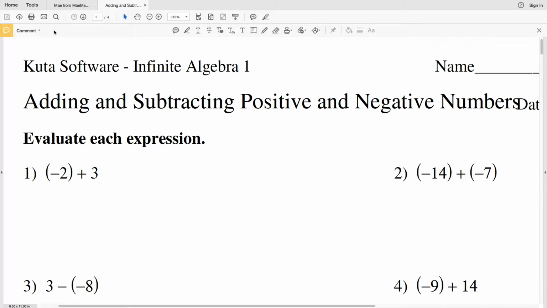In this video, we're going to start on the worksheet for adding and subtracting positive and negative numbers. If you go to the Kuta Software website, go to Free Worksheets, Algebra 1 Worksheets, and this will actually be called Adding and Subtracting Rational Numbers. I'll go ahead and leave a link in the description below.